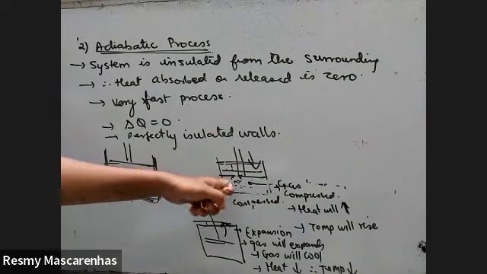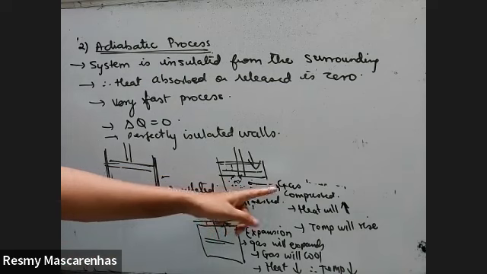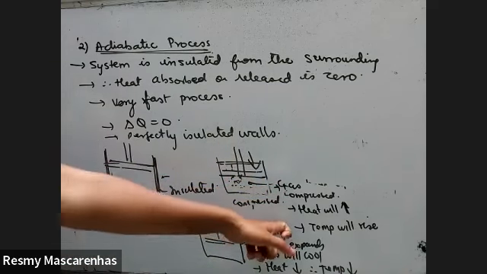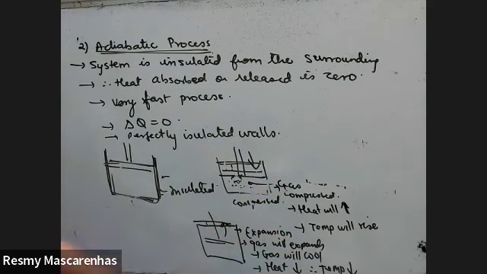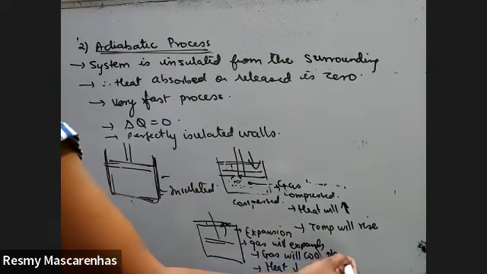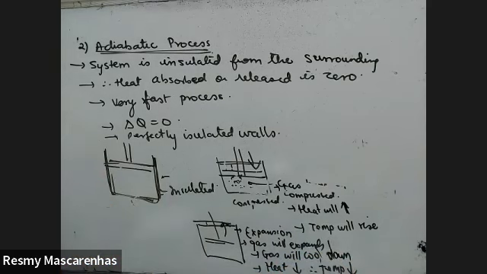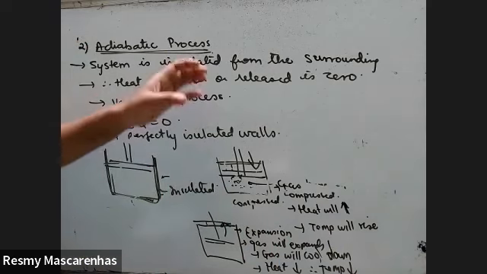You can just write this in your own words and keep it. Whenever gas is compressed, heat will rise, temperature will rise. For expansion, whenever gas expands, the gas will cool down, heat will decrease, therefore temperature will decrease. So this is an adiabatic process. This has to happen very fast.